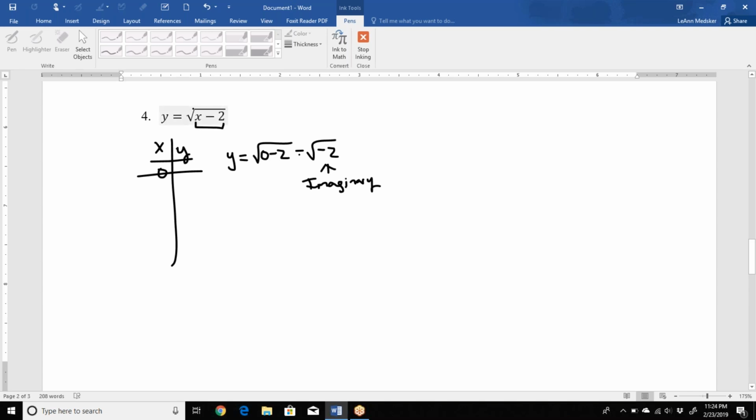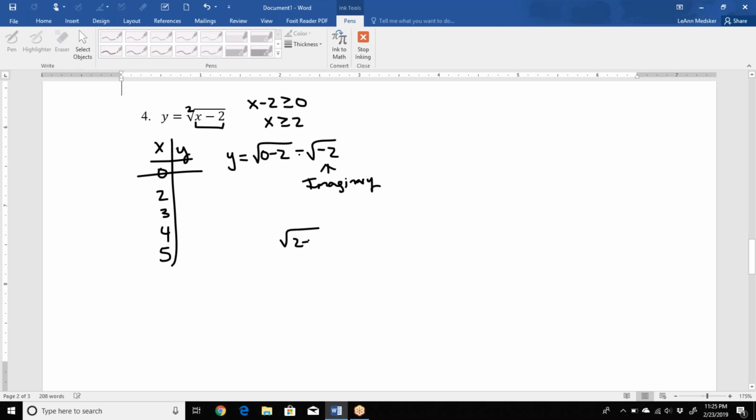So with a square root, notice this is specifically for square roots and even roots, you can't have a negative underneath because that would make the answer imaginary, and that's not going to be on the real number line. So we have to force the inside of this to stay not negative, which means greater than or equal to 0. So that means that I can only plug in values that are greater than or equal to 2 in this scenario. So I'm going to go ahead and make a chart with those values.